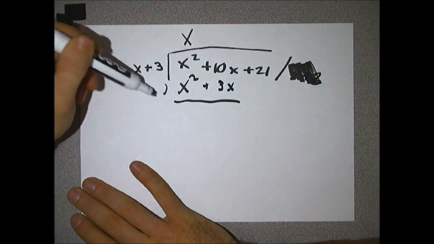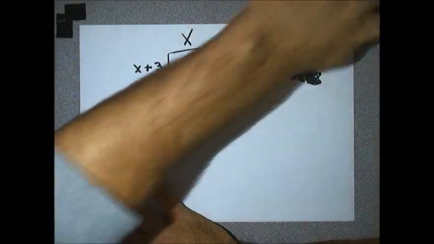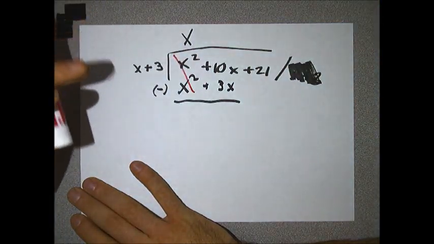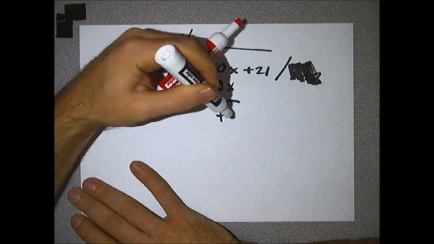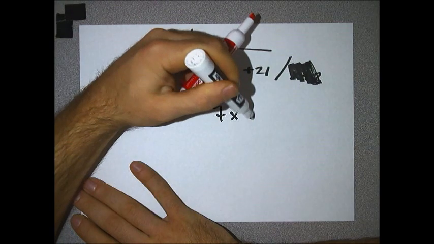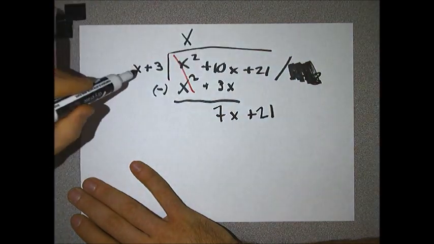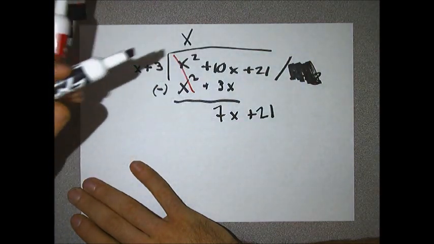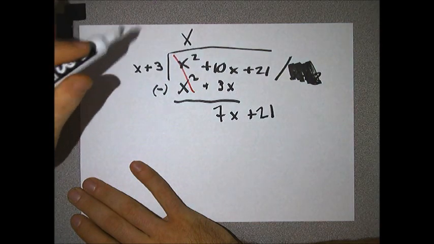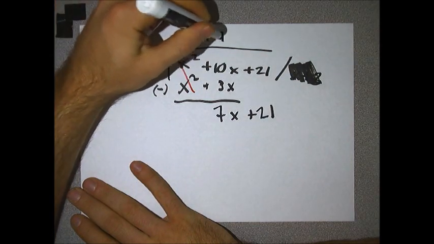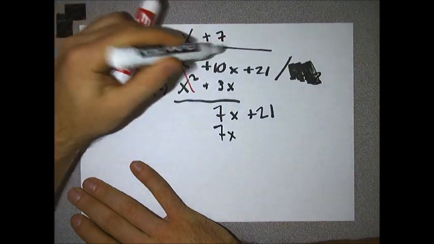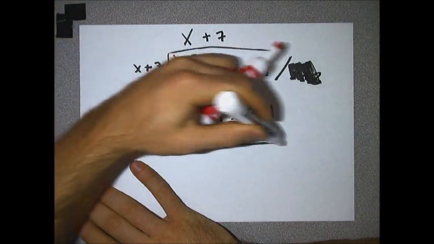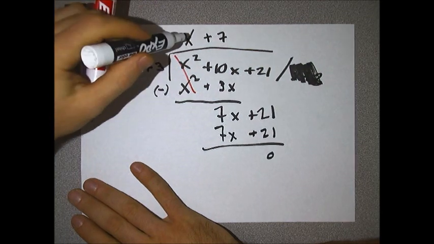And then we subtract the whole line. The x squareds go away. And 10 minus 3 is 7. Bring down the 21. X times what is 7x? 7. And then we multiply. 7 times x is 7x. 7 times 3 is 21. No remainder. So my answer is x plus 7.